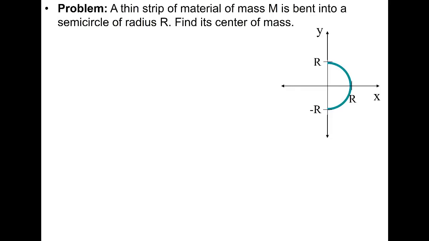Okay, so now one more example problem, and we're just going to set this up. We're not going to calculate the whole thing. A thin strip of material of mass m is bent into a semicircle of radius r. Find its center of mass. Now the y center of mass for this is going to be 0, and we want to find the x center of mass as the integral of x dm over m.